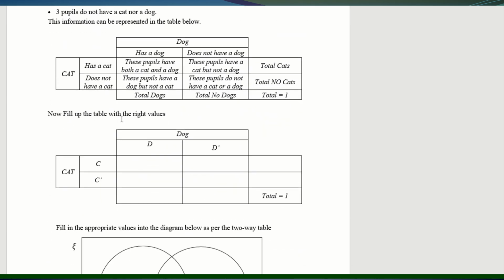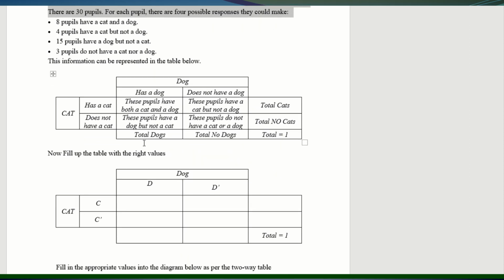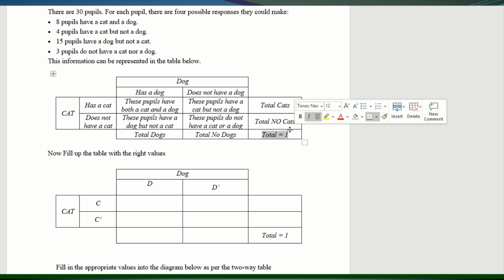Let's do one question so you will know what I'm talking about. Emma has collected information about the cats and dogs that children in her class have as pets. There are 30 people. For each person, there are 4 possible responses they could make. So it's either you have a cat or you have a dog or you have both. So that is what you call two-way table. Here I put dog, here I put cat. You have a dog, you don't have a dog. You have a cat, you don't have a cat. So we're going to fill this up together. Right here they said the total is 1, meaning the total is 1 means they want you to put the fractions.